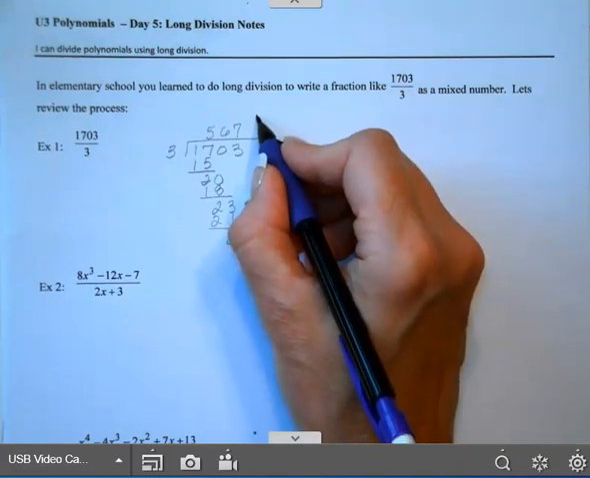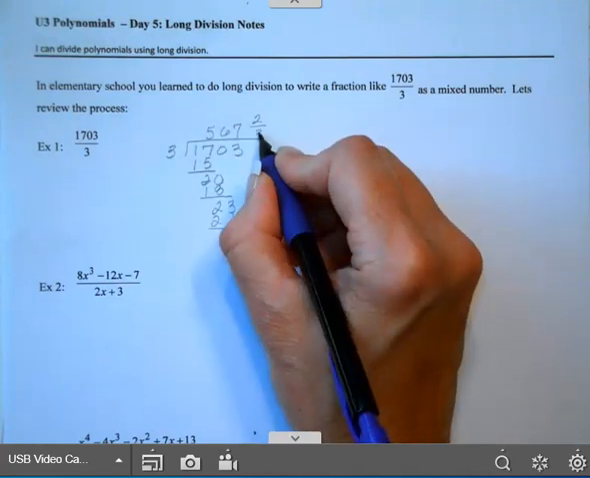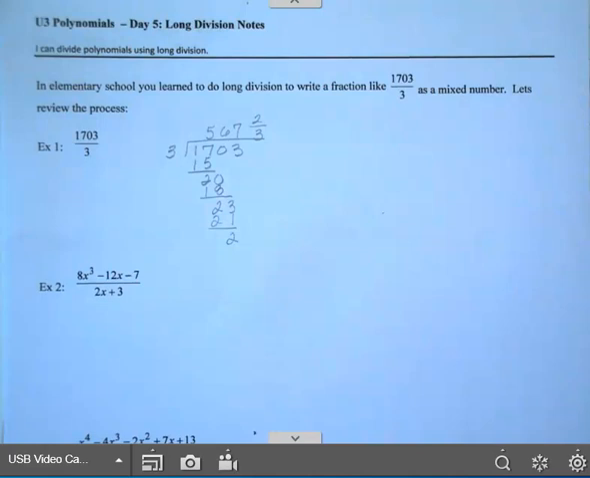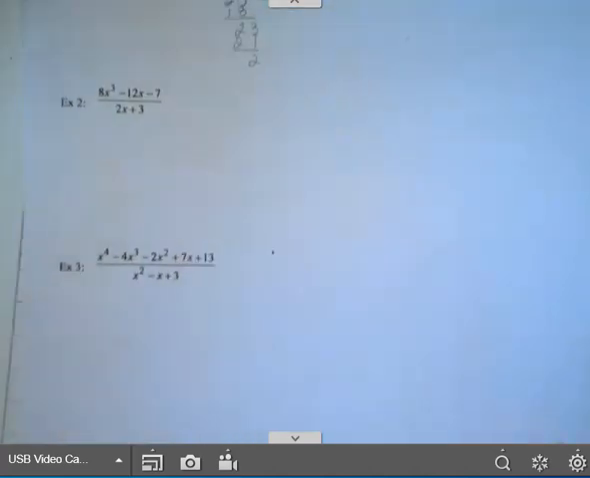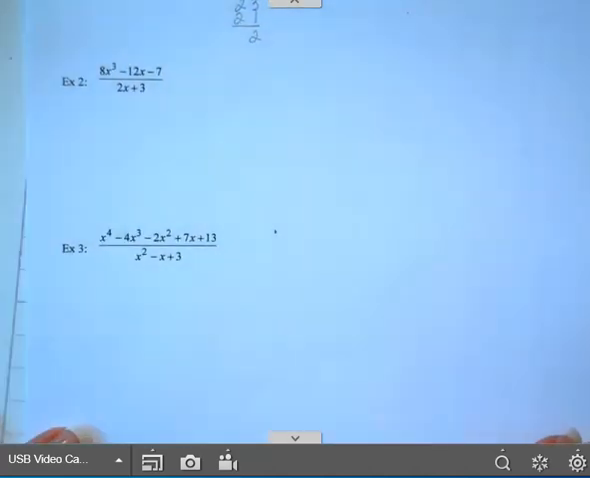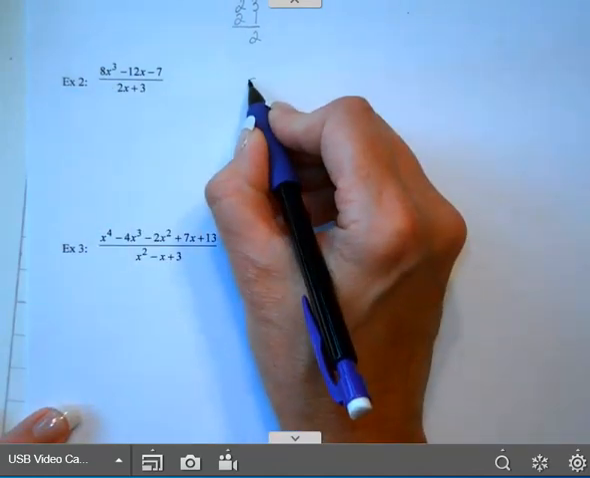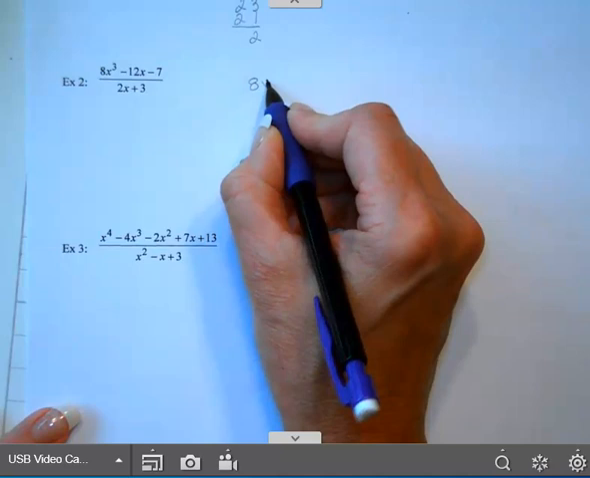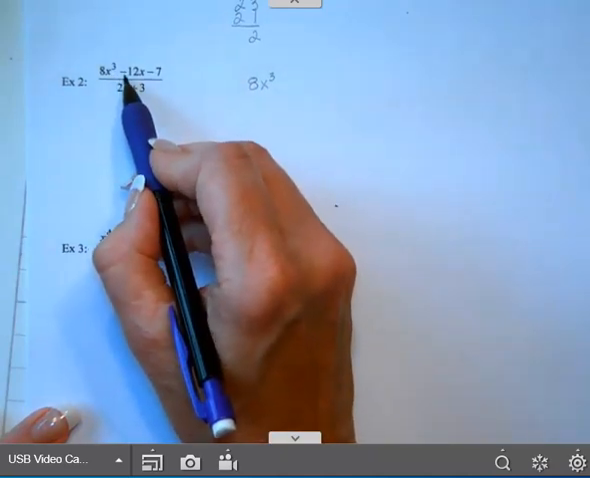And I can go ahead and write my remainder as 2 out of 3. We can write that as a mixed number. Let's pop that up into Algebra 2. Our dividend, we're going to put on the inside. And if I notice, I don't have an x squared term.